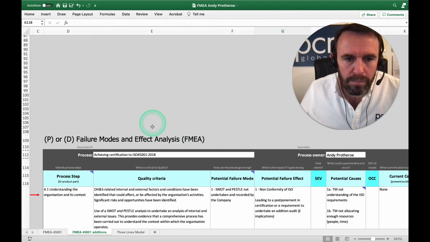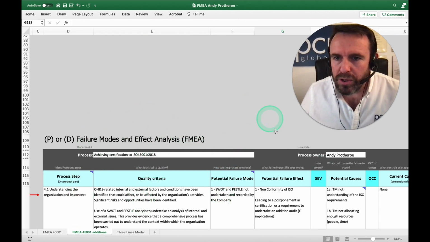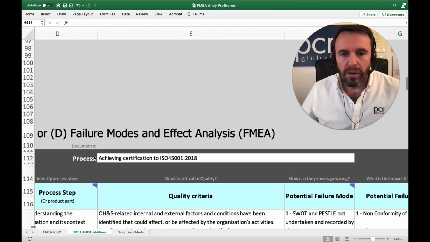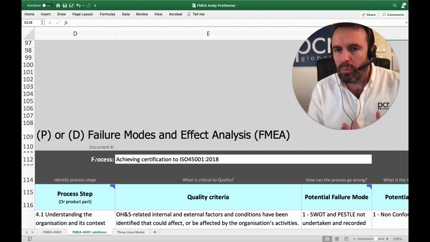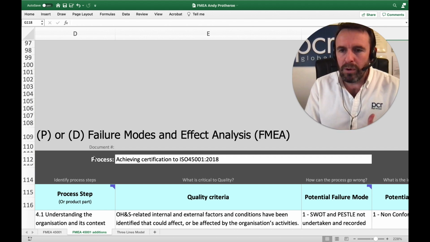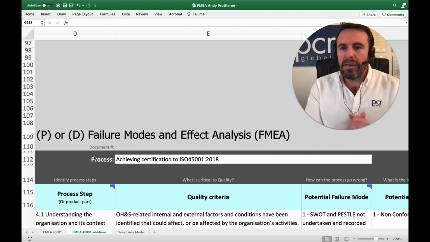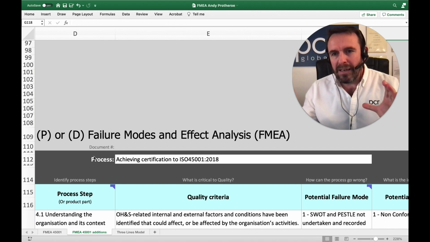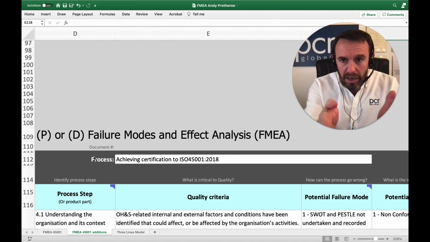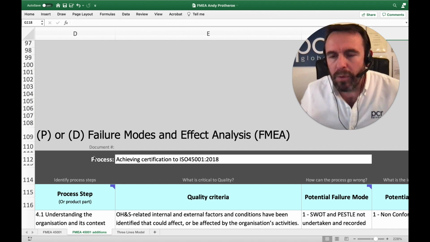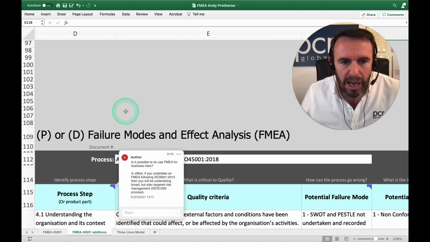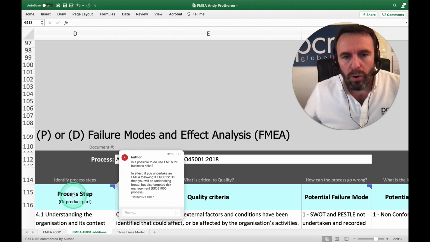We have a number of columns, and the process that we're briefly going to look at is achieving ISO 45001. Can we do that? Well, yes, we can, because we have a lot of criteria to meet, and we can go through it step by step. If we start with the clauses and go through the clauses, we will end up knowing, once we identify the criteria, whether we're meeting that criteria. So, identify the process steps.